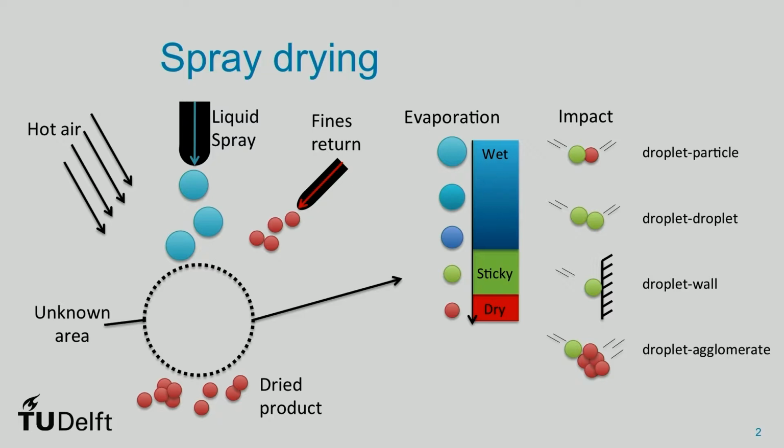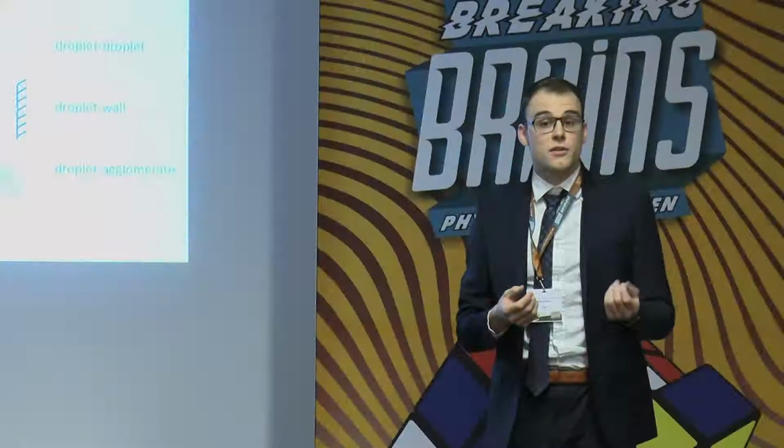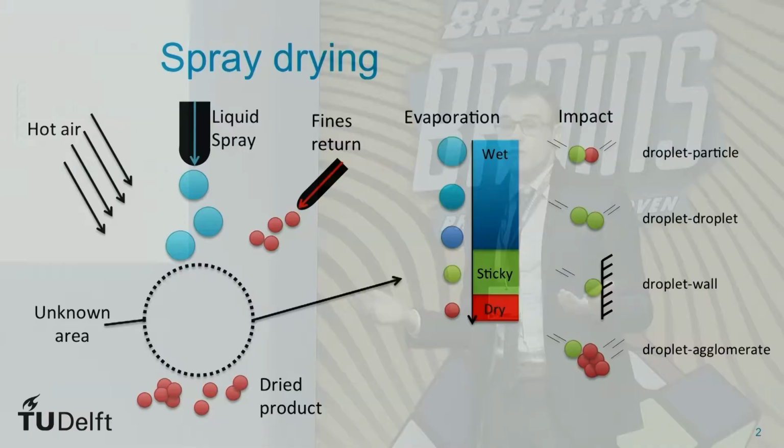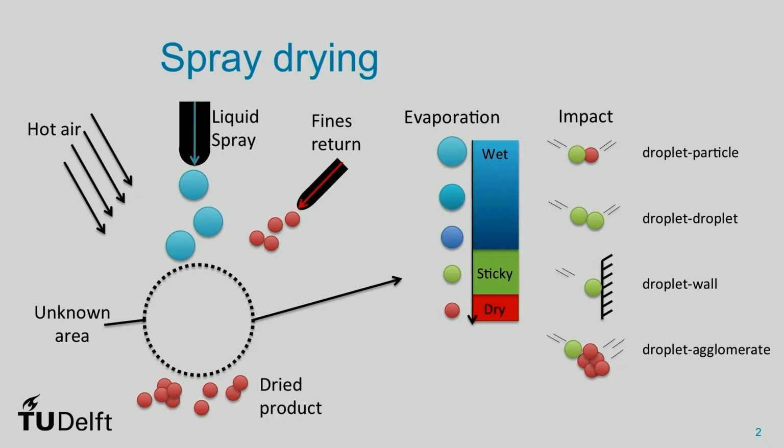And we see all kinds of, like I talked about the aggregation, so we'll see all kinds of impacts that are happening. We have, for example, the drying droplets that interact with the dry particles. We have two drying droplets interacting or impacting each other. They impact the wall, which is something we don't want, so we get fouling of the spray dryer wall, and then you have to clean it again, which is a horrible mess. And also the droplets interacting with the agglomerates.